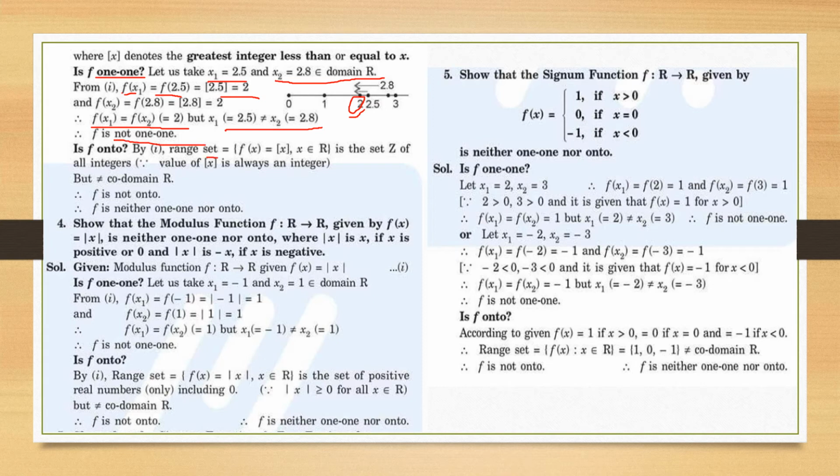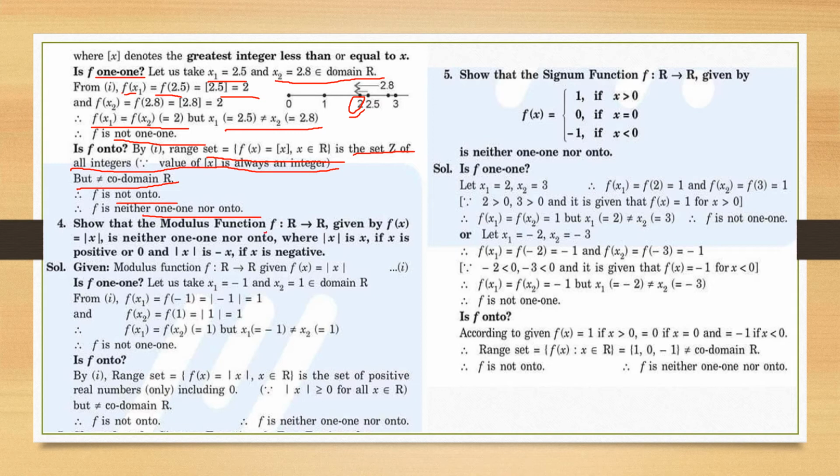For the range, you know f of x equal to the integer function, so that means you will get the set of all integers, right? Because this integer function is always an integer. So I'm not getting the complete real number set. So range is not equal to codomain. So f is not onto. So it is neither 1-1 nor onto.